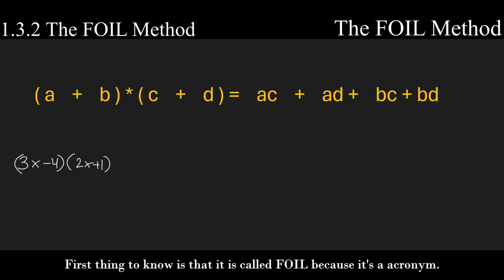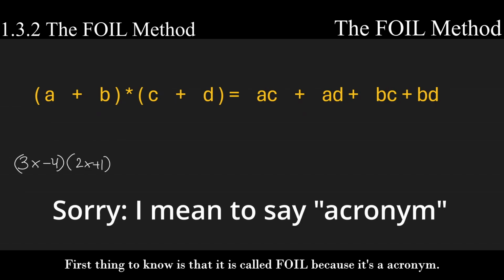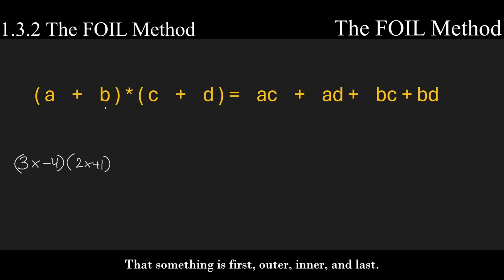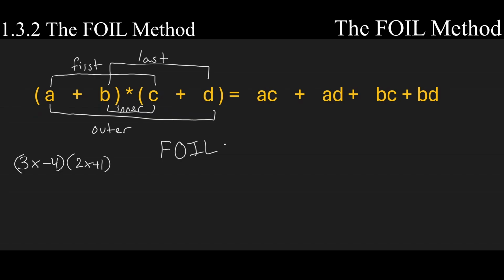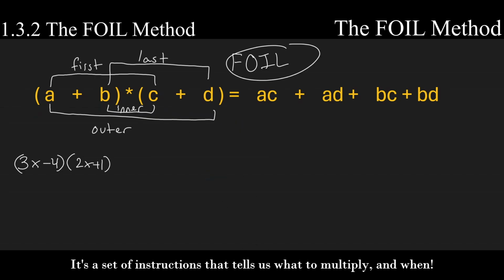The first thing to know is that it is called FOIL because it is a mnemonic. FOIL stands for something. That something is first, outer, inner, and last. FOIL. It is a set of instructions that tells us what to multiply and when.